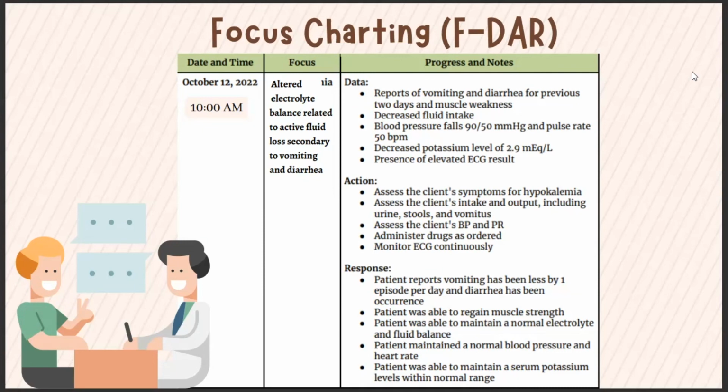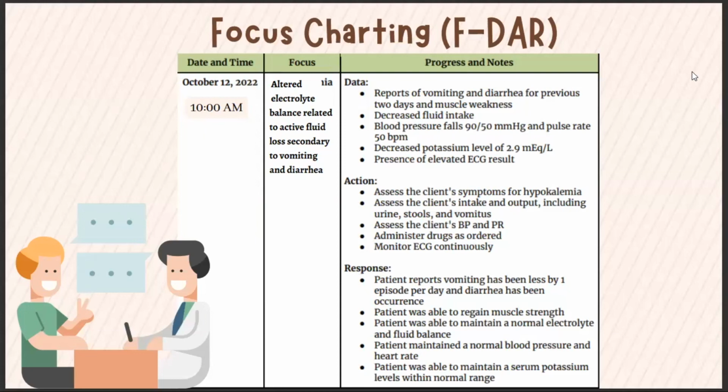For the actions, assess the client's symptoms for hypokalemia, assess the client's intake and output, including urine, stools, and vomitus. Assess the client's blood pressure. Low potassium intake has been associated with an elevation in blood pressure and increased risk of stroke and chronic kidney disease. Assess the client's pulse rate. Low potassium also increases the risk of an abnormal heart rhythm, which is often too slow and can cause cardiac arrest.